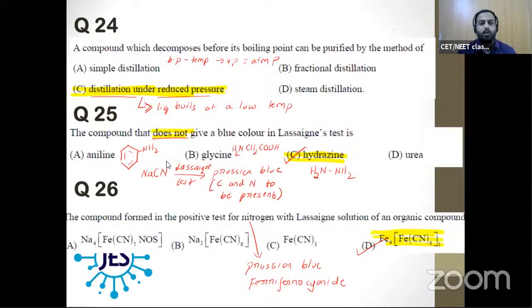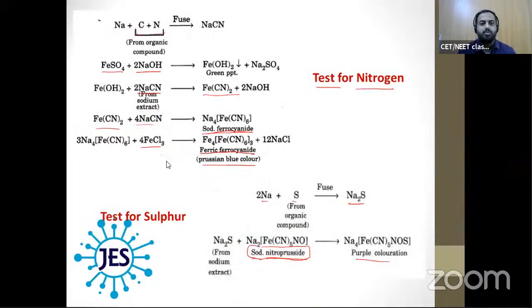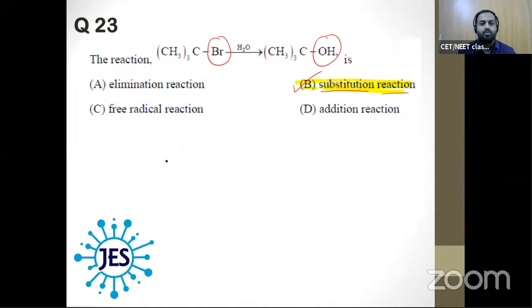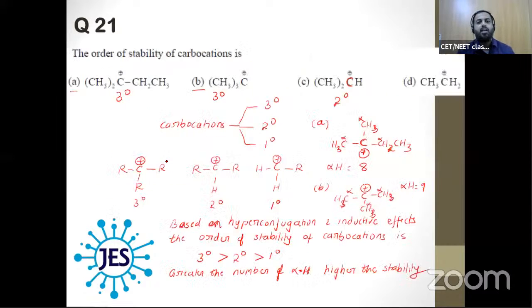Let me see. 21 is quite far back. Carbocation stability. See, remember this. Remember the order of stability of carbocation: tertiary is greater than secondary, greater than primary. Also learn how to identify which is secondary, which is tertiary, and which is primary. I have told you that. That depends on the number of alkyl groups. 3 alkyl groups attached to the positively charged carbon, tertiary. 2 alkyl groups attached to the positively charged carbon, secondary. Only 1 alkyl group attached, primary.